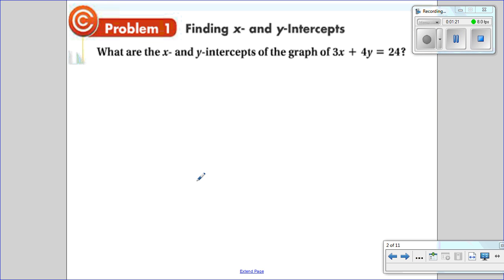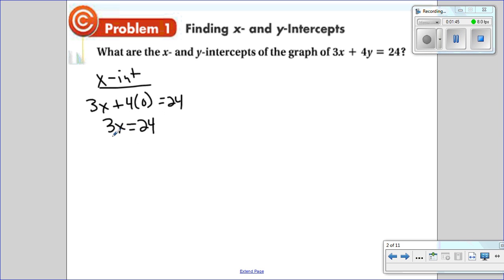So what are the x and y intercepts of the graph? So how do you do this? The way that you do this is basically eliminate the one that you're not looking for. So if we want to find our x-intercept, we would plug in 0 for y. So we'd have 3x plus 4 times 0 equals 24. When we do that, 4 times 0 is 0, so we're left with 3x equals 24. Divide both sides by 3, and here you get x is 8.